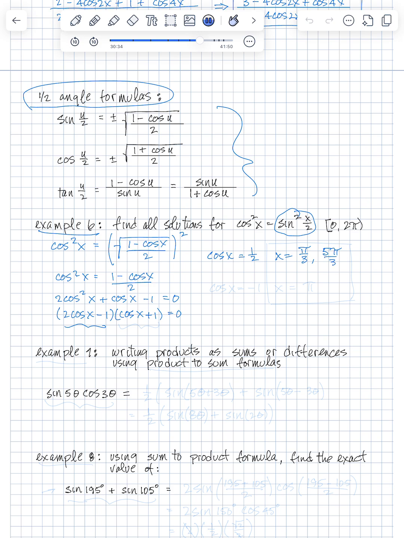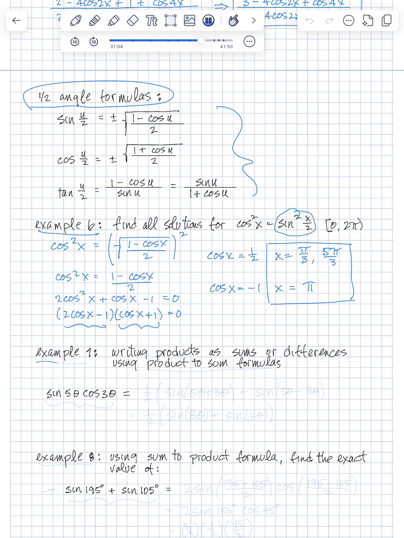And then we have the next one, this one here, so we have cosine x equals negative 1, and that leaves us x equals pi. So here's our three answers: pi over 3, 5 pi over 3, and pi.